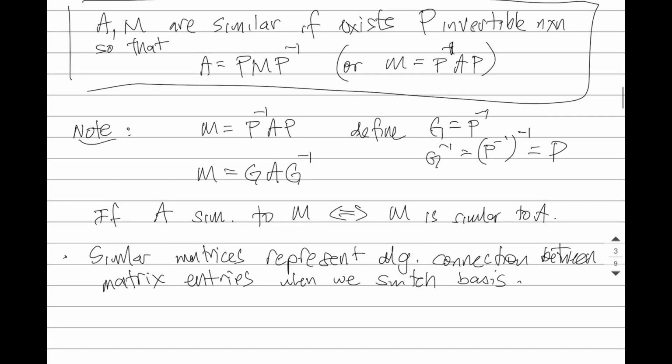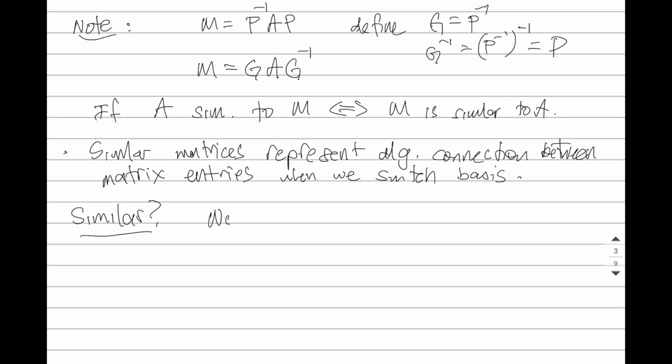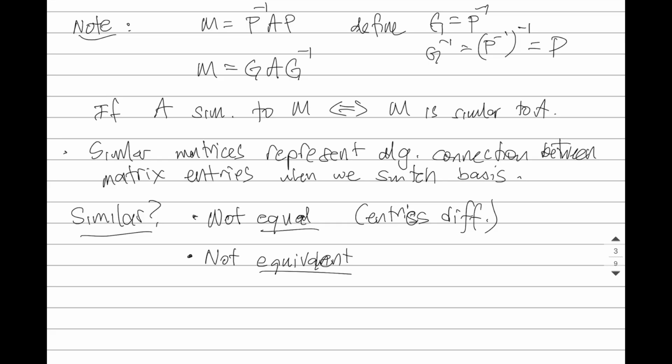Why do we call it similar? What's similar about them? Similar matrices are not equal. The entries of similar matrices are different, so the matrices are not equal. They are also not equivalent. Now, equivalent is this word that means they have the same solution set. So for example, AX equals 0 and MX equals 0 are going to have different solution sets. So they're not equivalent either. They're not equal, they're not equivalent.